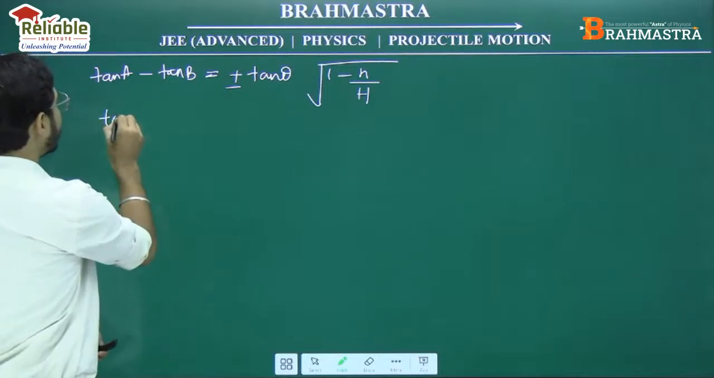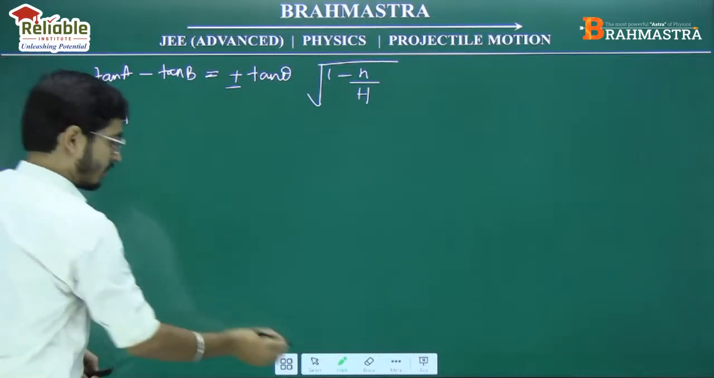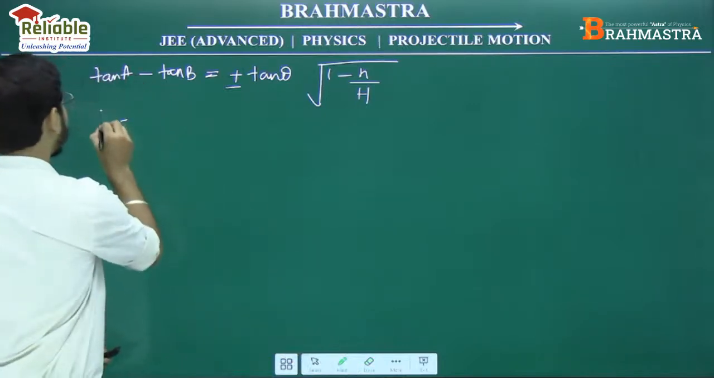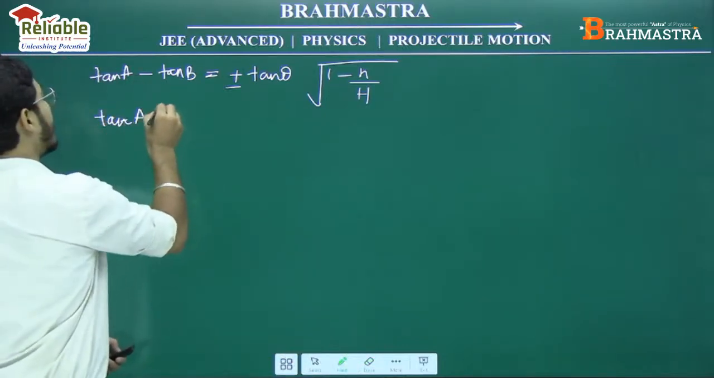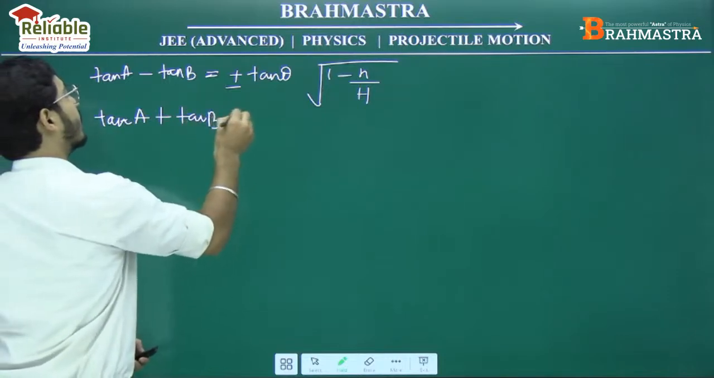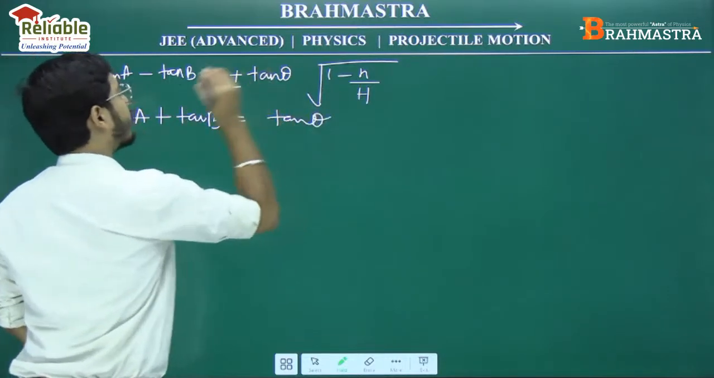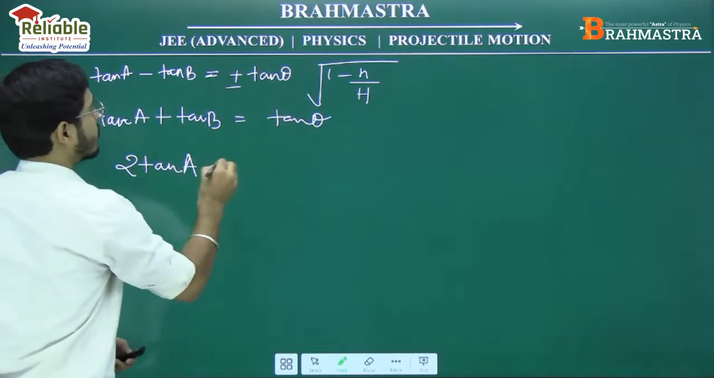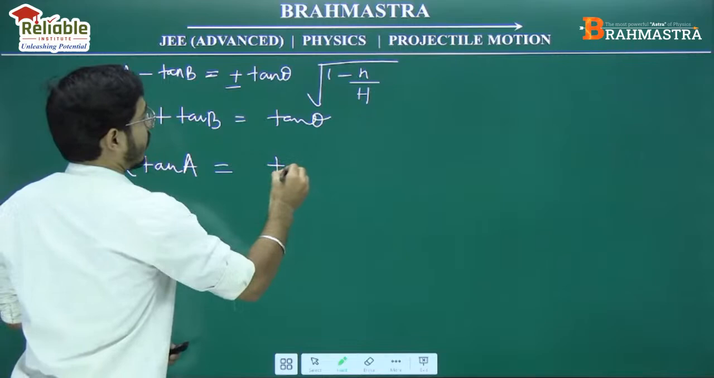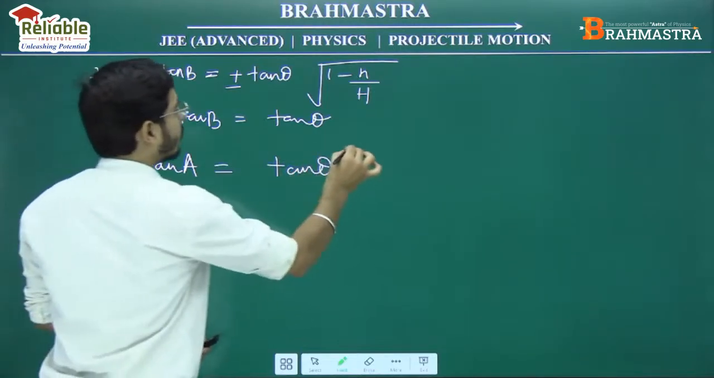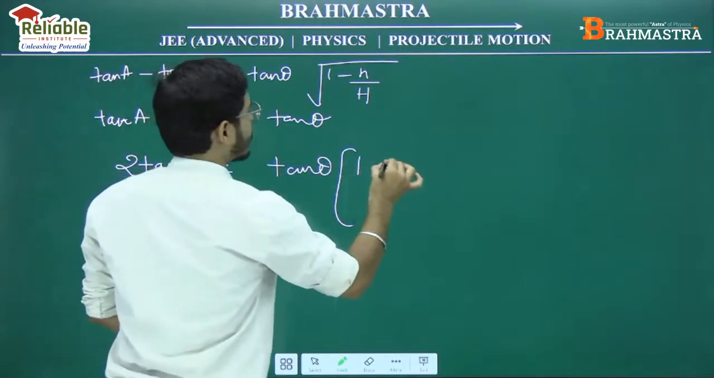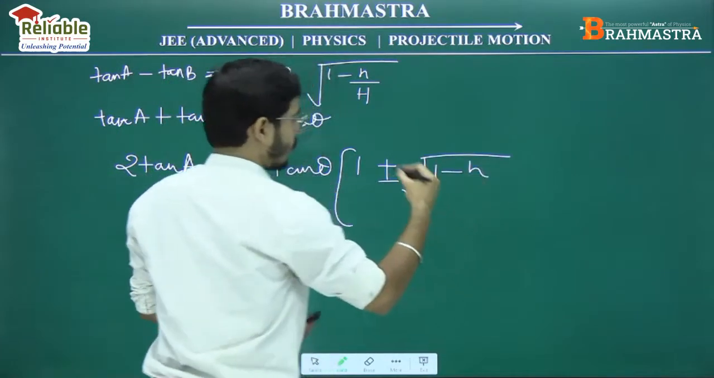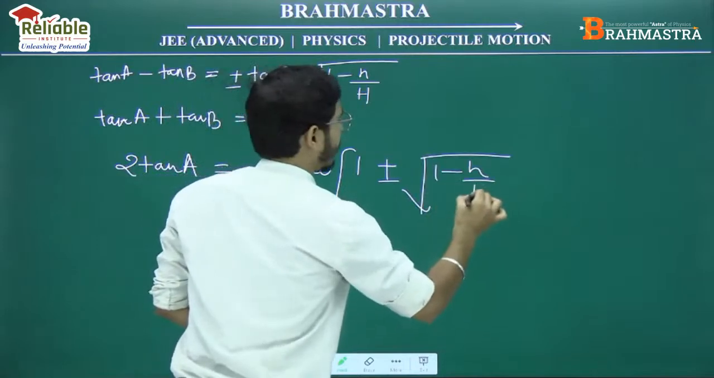And what is the value of 10a? What is the value of 10a plus 10b? The value of 10a plus 10b is basically, we already know, tan theta. So let's add these quantities. So the 2 10a becomes, taking out the tan theta in common, 1 plus minus under root 1 minus h or y divided over h.